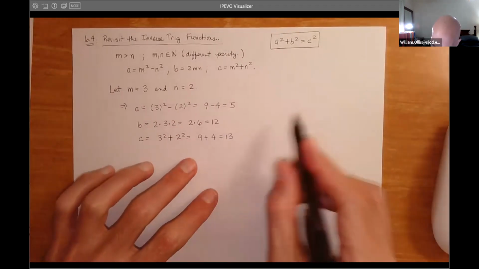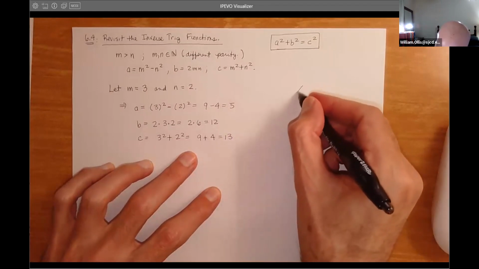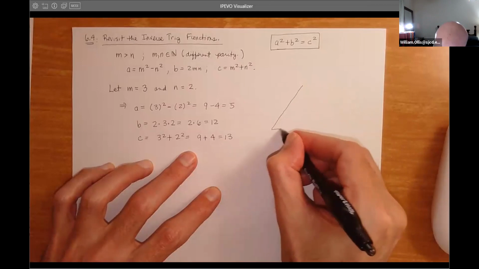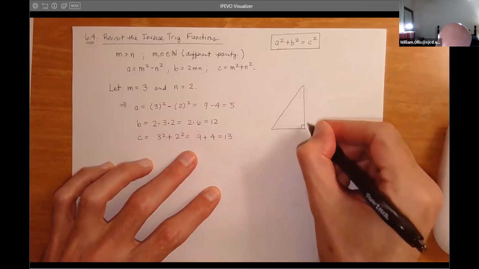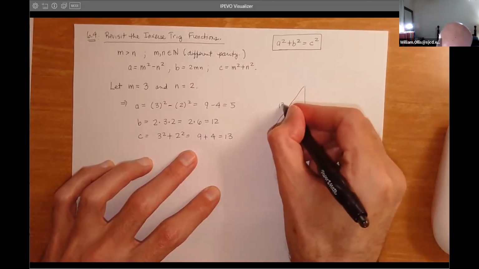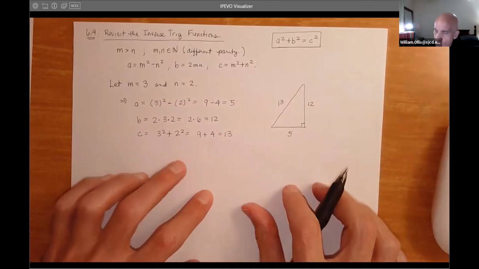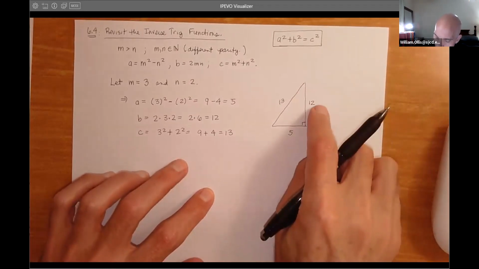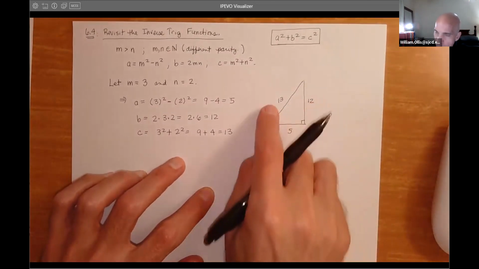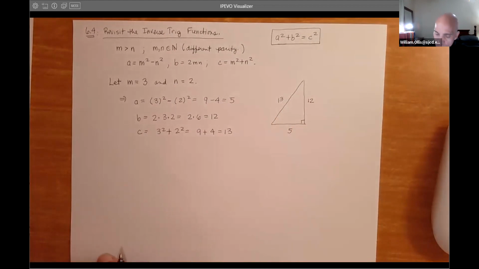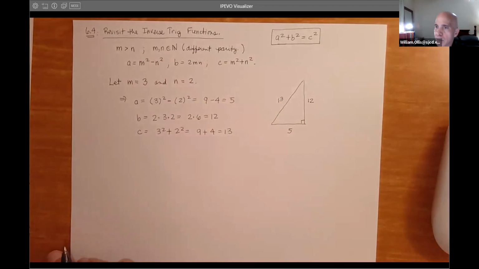So now when you look at this, you can say we can draw a triangle, again, something like this. So here's our hypotenuse, 13. We have a leg of 12 and a leg of 5. That's a Pythagorean triple right there. 12 squared plus 5 squared equals 13 squared. That is 144 plus 25 equals 169. So you can generate as many as you like.